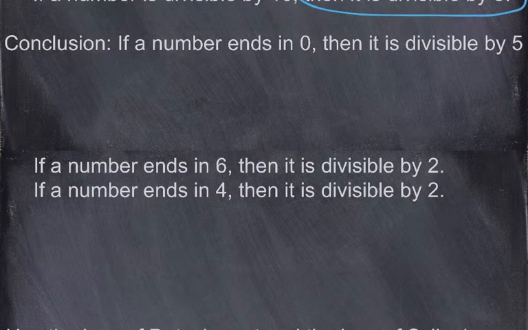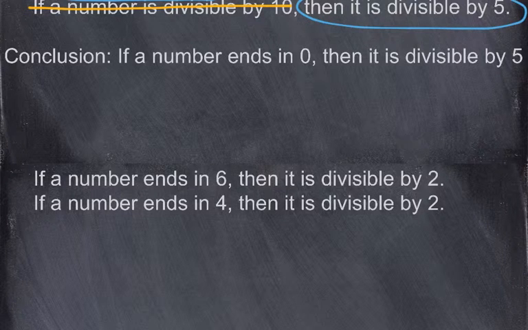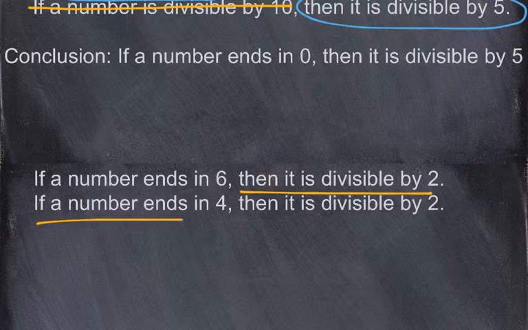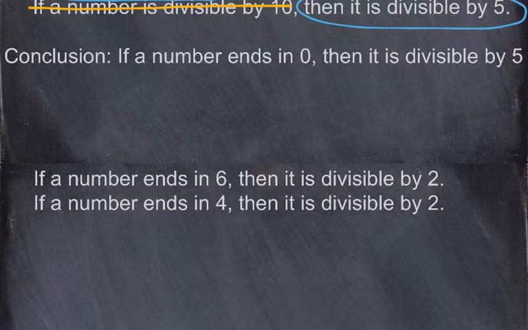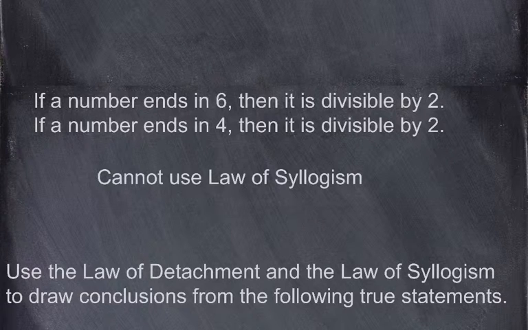If a number ends in 6, then it's divisible by 2. If a number ends in 4, then it's divisible by 2. Now both of these are true, yes, but there is no hypothesis and conclusion that match up. Here our conclusion is divisible by 2. The next hypothesis ends in 4. Those are not the same. So therefore, we cannot use the law of syllogism. The hypothesis and a conclusion need to match up.